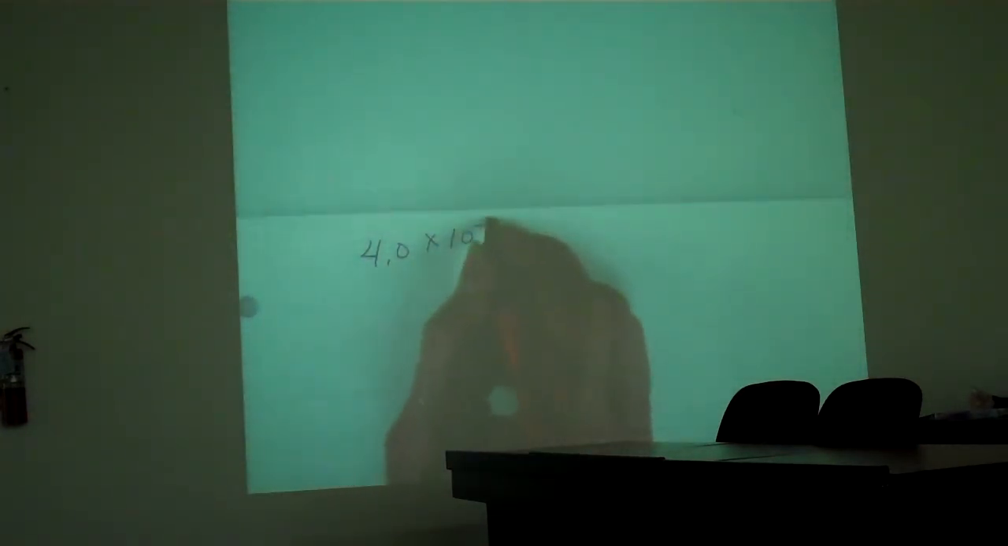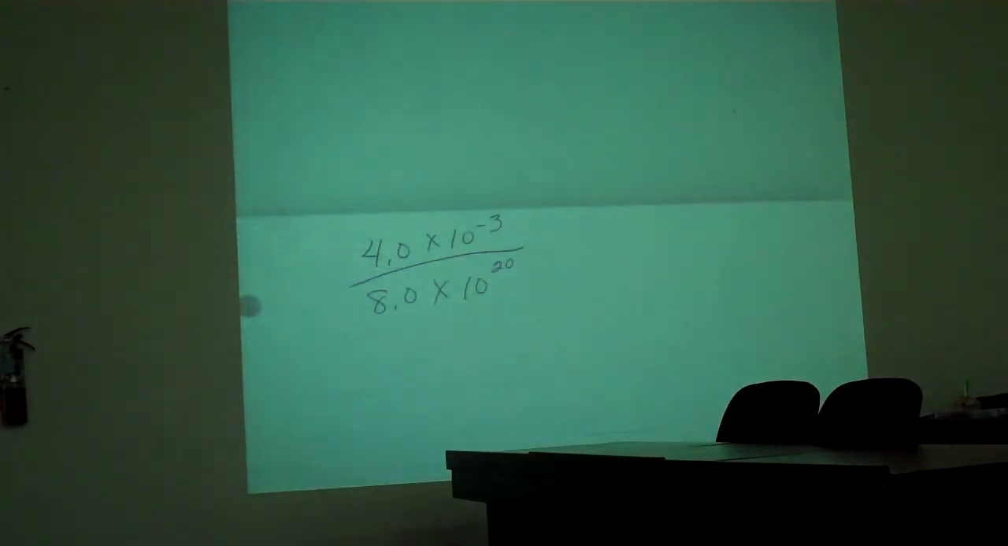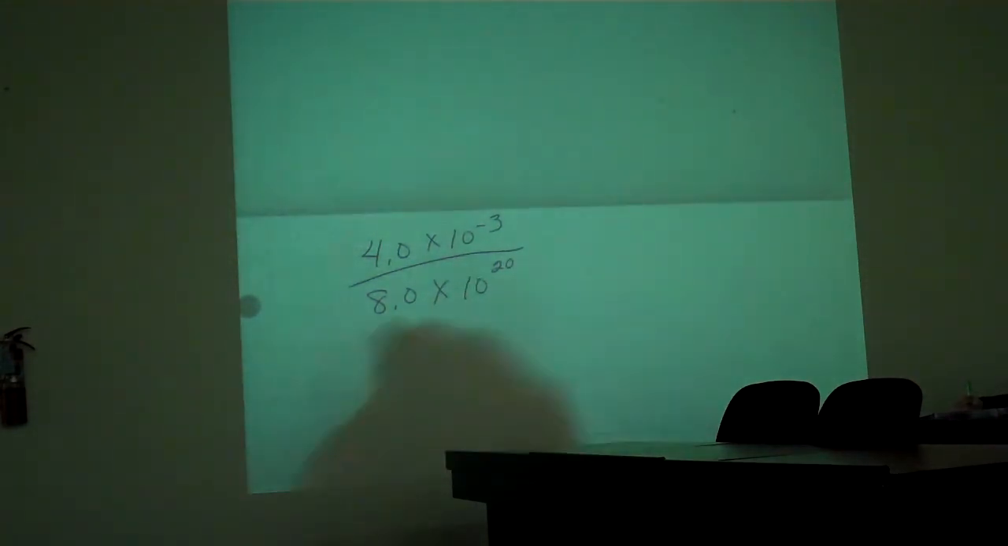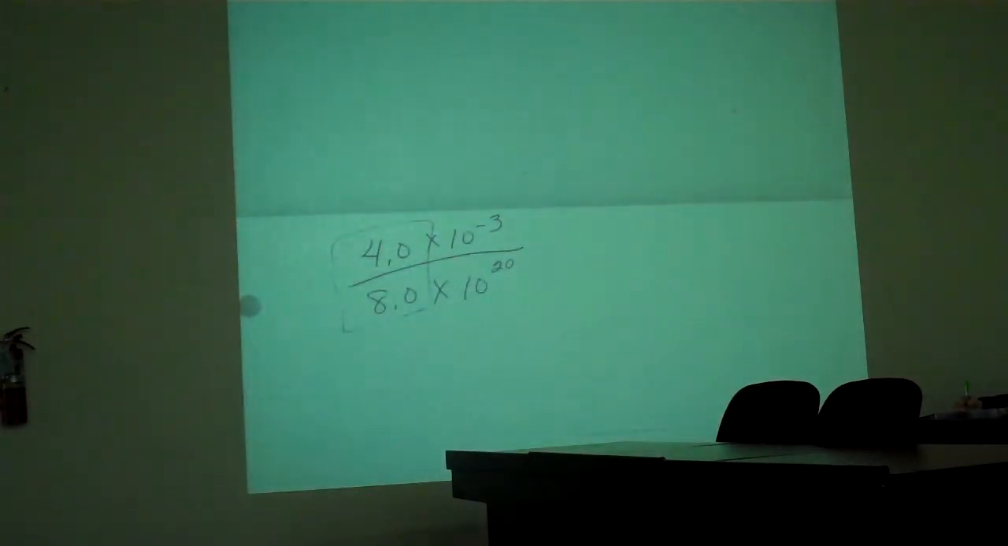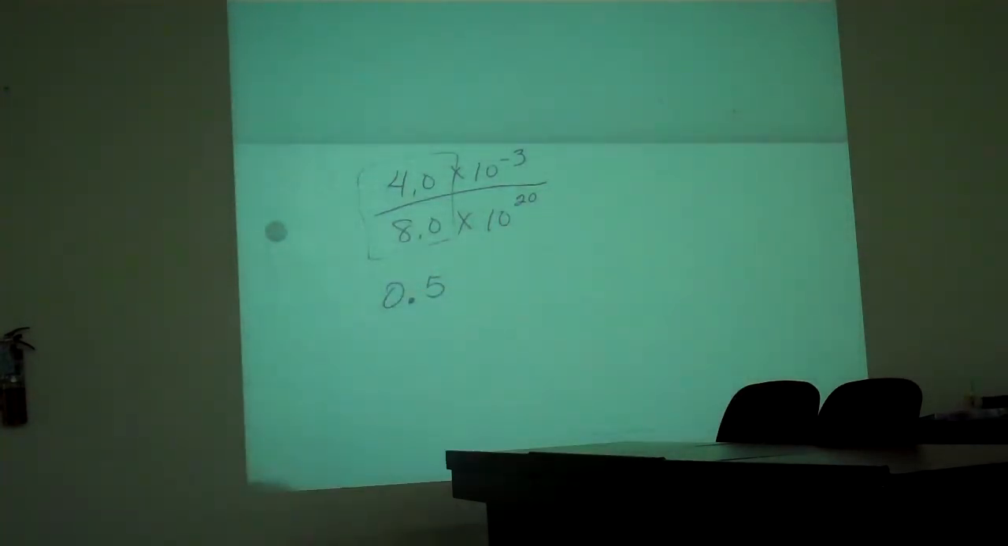Okay, now let's do one where it's division, where it's a fraction. Like 4.1 times 10 to the negative 3rd power over 8.0 times 10 to the 20th power. Okay. If you divided those, what would you get? 4 divided by 8. Get a half or 0.5, right? We'll do the decimal part because we're doing scientific notation. We need decimals.